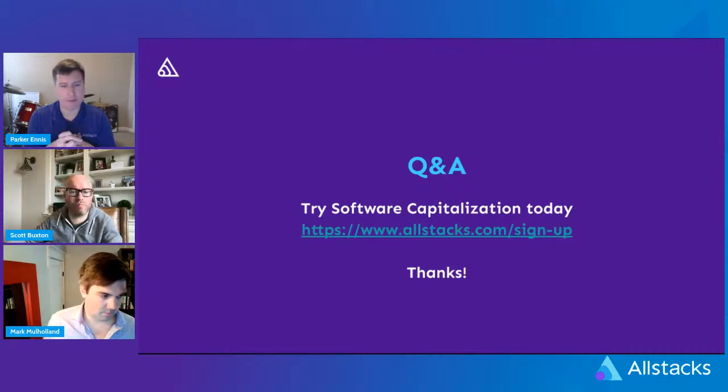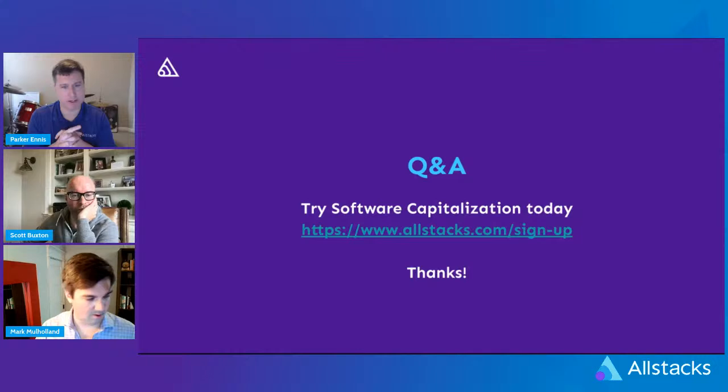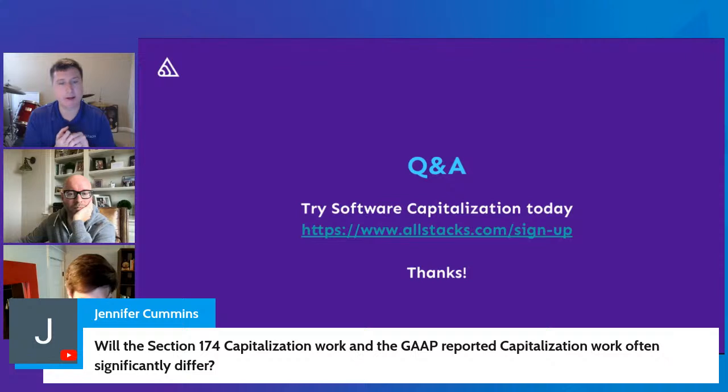We've talked about this a little bit, but I think it's a good one to hammer home, and probably a good one for you, Scott. It's: will the Section 174 capitalization work and the US GAAP reported capitalization work often differ, or will it differ significantly? Yes, I think that's the short answer to your question.